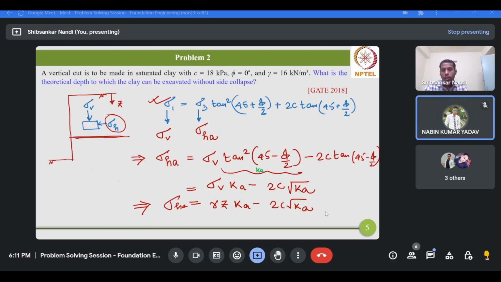No, it should be given. Otherwise, you cannot solve this problem. If you don't know the properties of the soil, then you cannot solve this problem. So for solving this problem, you should have the cohesion value and it should be provided. So you should not worry about that.